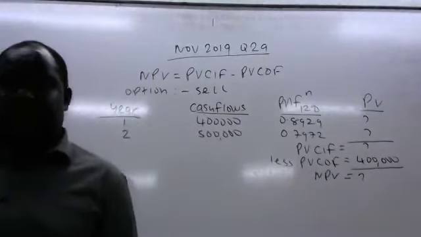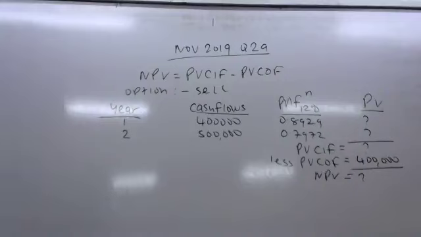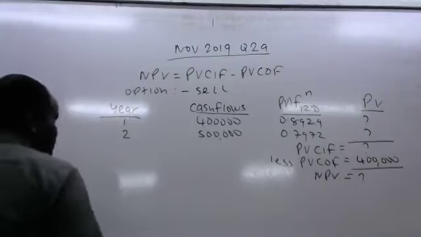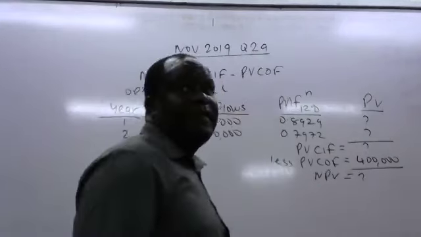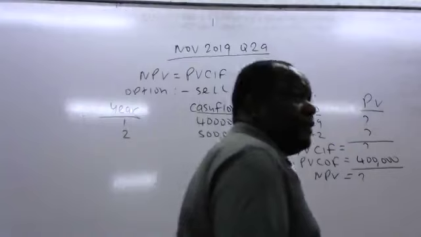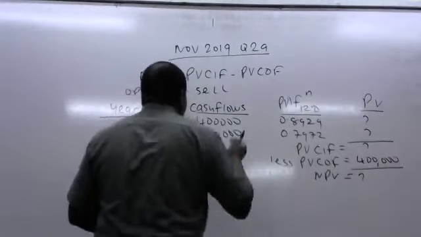So we need to go to the next option. The next option is license. We also check. So this one is giving us an NPV of how much? 355,760. Yeah, so let us go to the second option.